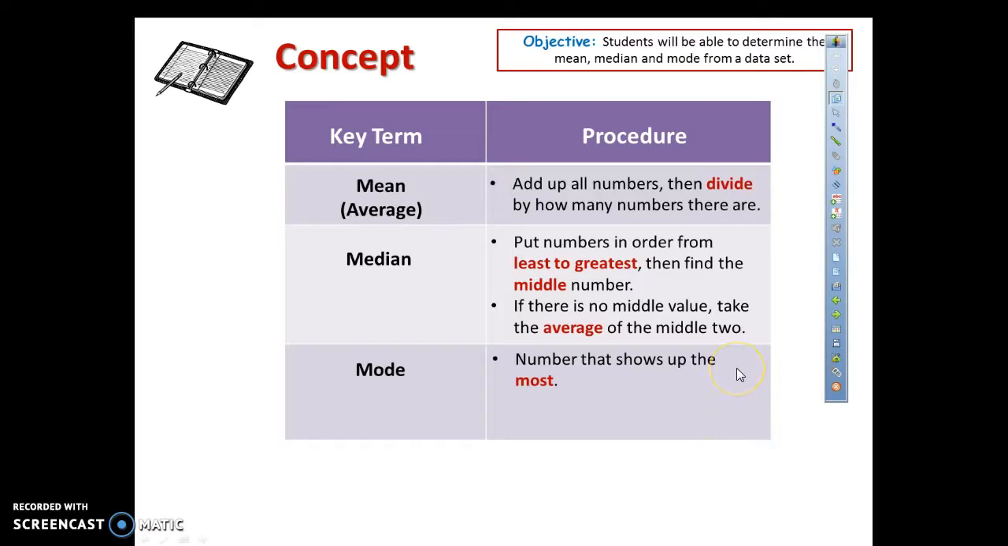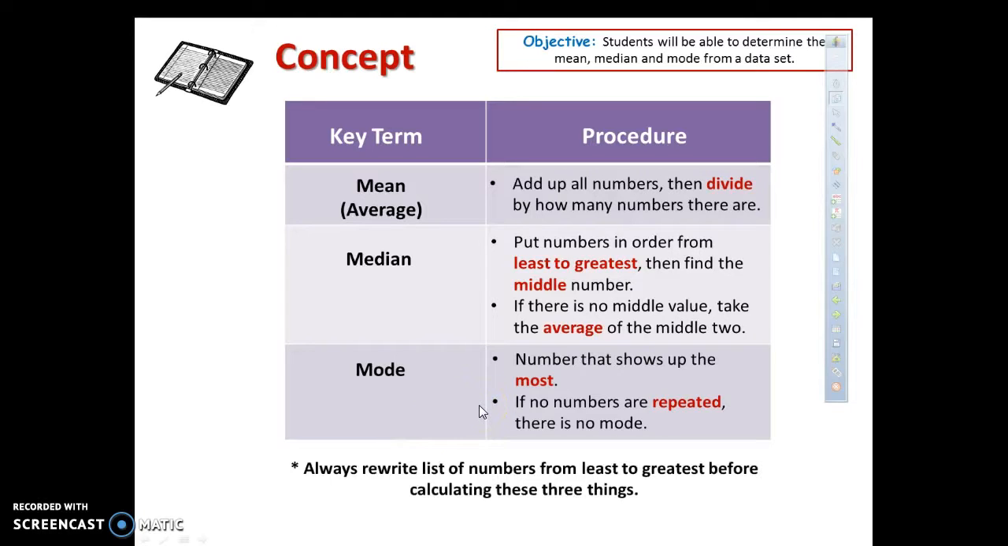Please make sure you have all of these notes in your notes. Oh, and I'm sorry, the last part. If there are no numbers repeated, there is no mode. Another thing I should add too is if you have multiple numbers that are repeated the same amount, there can be multiple modes. That is possible as well.